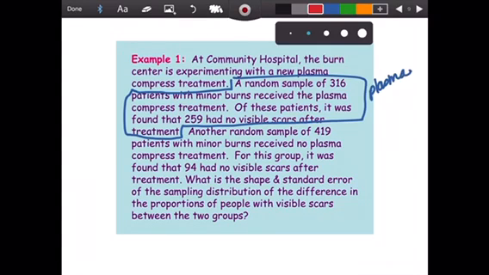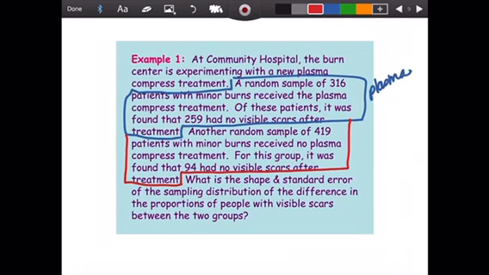Now if we look at the next group, another random sample of 419 patients with minor burns received no plasma compress treatment. For this group, it was found that 94 had no visible scars after treatment. So this group, we could call this placebo or the old treatment maybe. What is the shape and standard error of the sampling distribution of the difference in proportions of people with visible scars between the two groups?